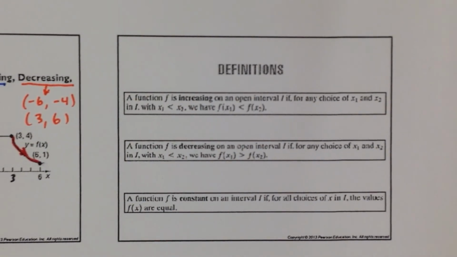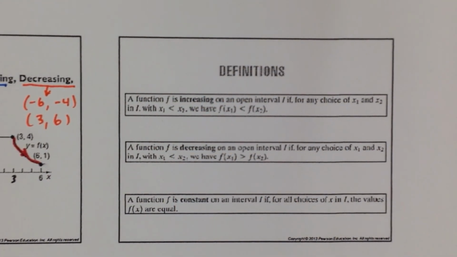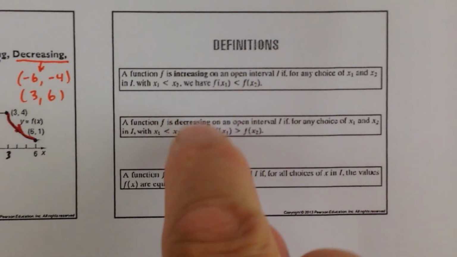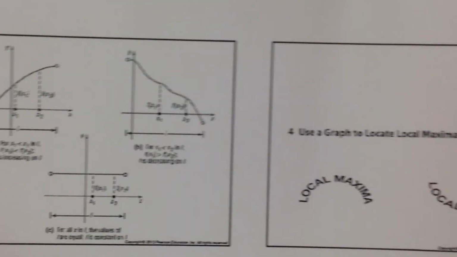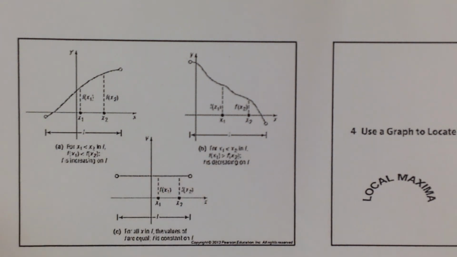Now, what really does not make good video is going through the definitions, so we may wait until class. But if you want to take a look at the definitions after we're done with the video, feel free to do that. Definitions here for increasing, decreasing, and constant, and you've got a bit of a visual here also. So that's property number 1: where is a function increasing, decreasing, or constant? And I will start a new video for property number 2.